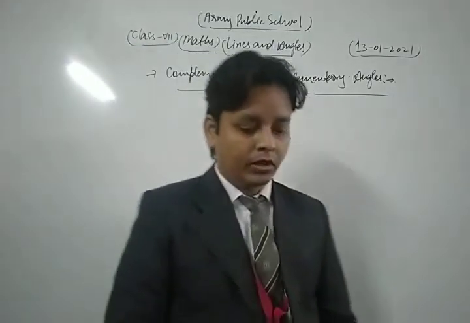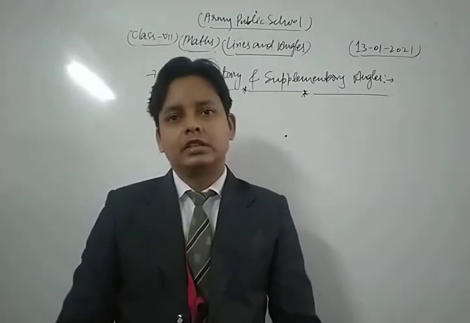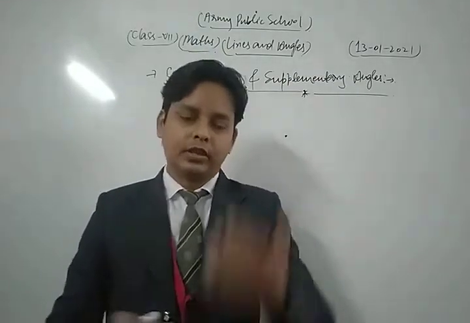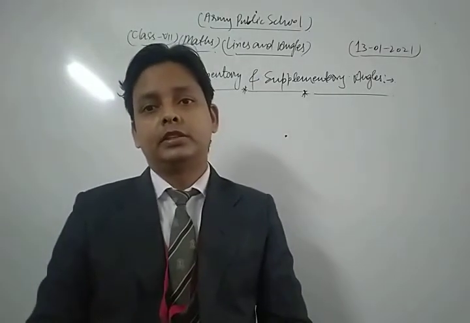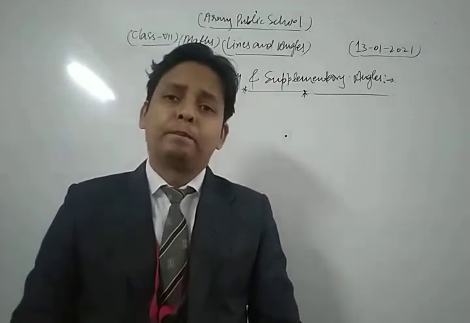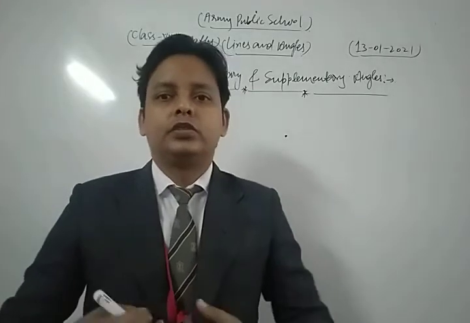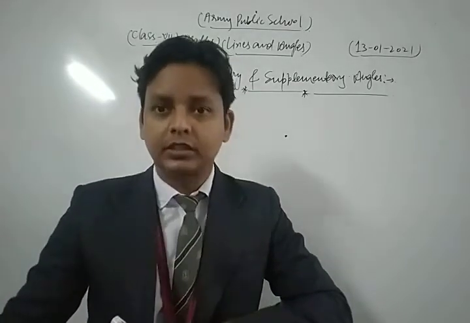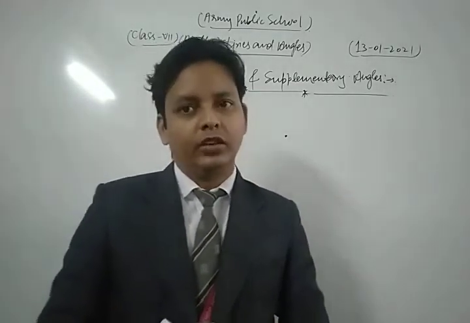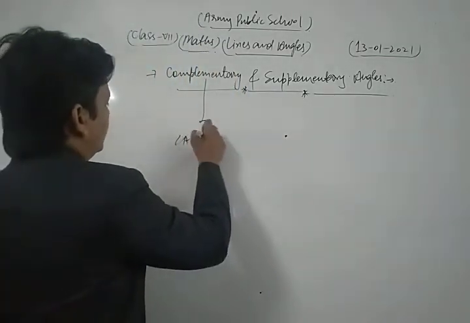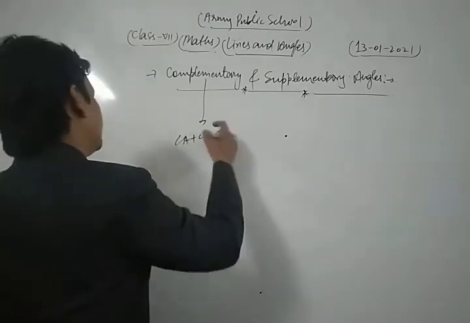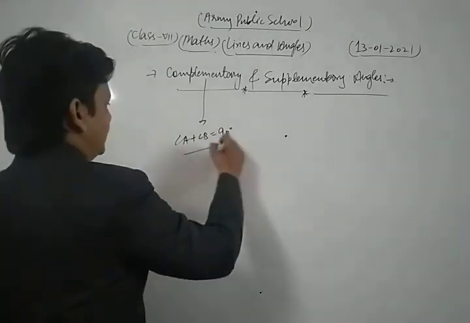Let's see, dear students. Two angles are said to be complementary to each other if their sum of measures is 90 degrees. And two angles are said to be supplementary to each other if their sum of measures is 180 degrees. So for complementary angles, the sum of measures is 90 degrees.